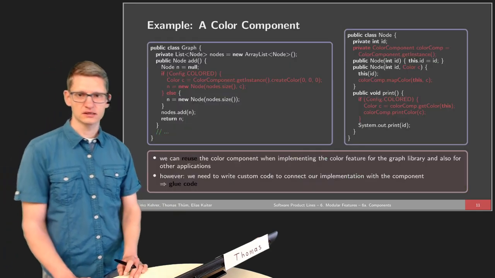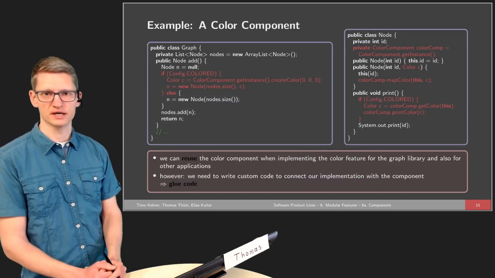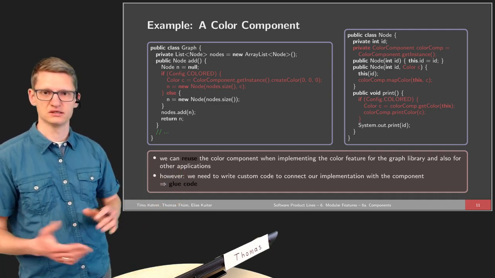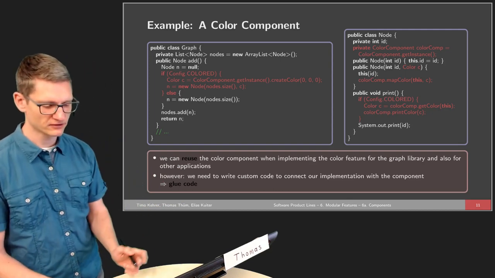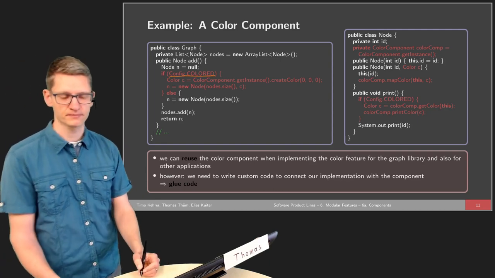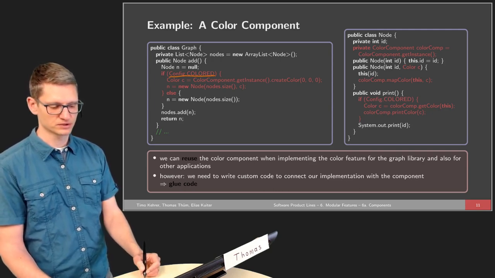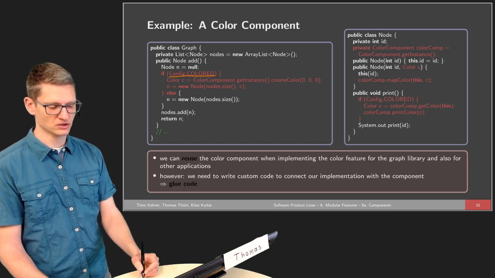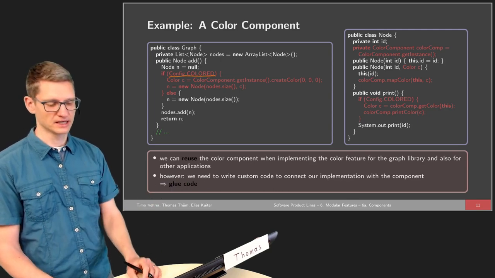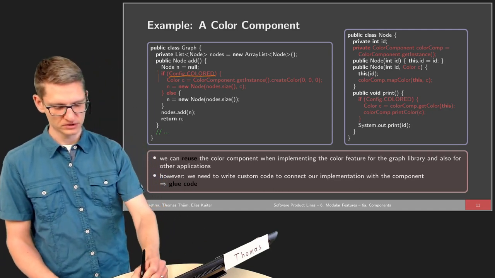So how can this color component be used in our graph implementation? I won't go into all the details, because this is a running example that we've used in previous lectures already. But we have graphs, and those graphs can have nodes that are either colored or not colored. If we have the feature colored enabled, and this is similar to what we've seen previously with runtime variability, then we will have some additional code executed, which delegates some of the functionality to the color component. But we see that there's still a number of places where we need to make extensions.